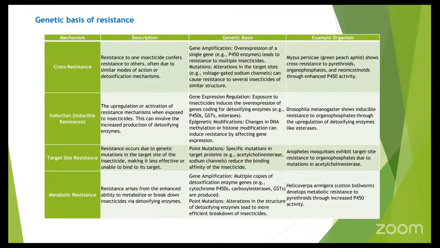So that is cross resistance. Earlier we have seen in the same class the cross resistance: if one particular insecticide is resistant to pyrethroids, it can also be resistant to neonicotinoids because they share a similar biochemical pathway and similar detoxifying enzymes. So that is what happens with cross resistance. And we have also seen the example of Myzus persicae.